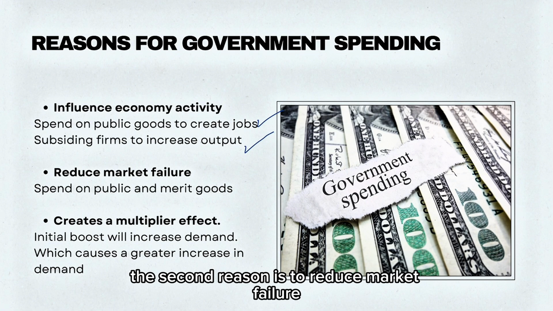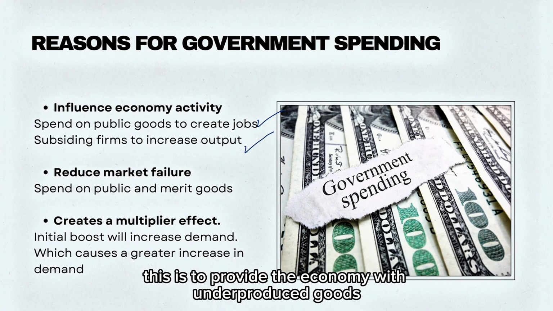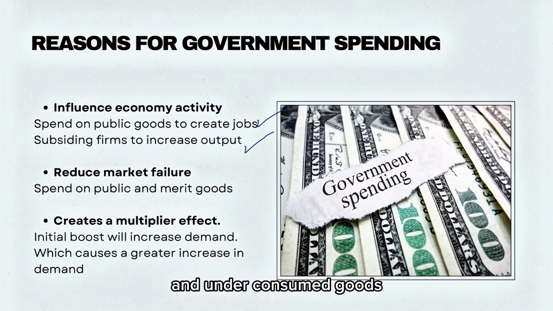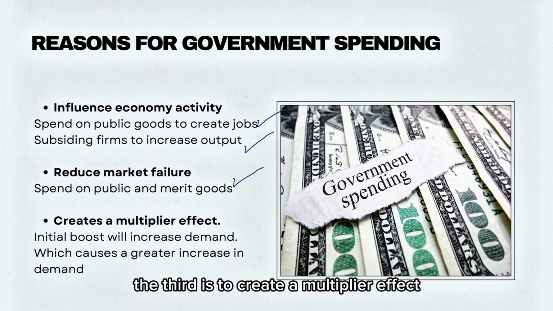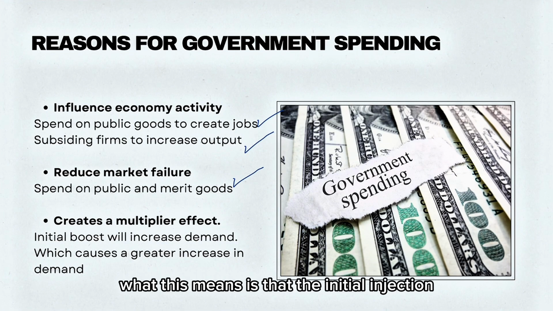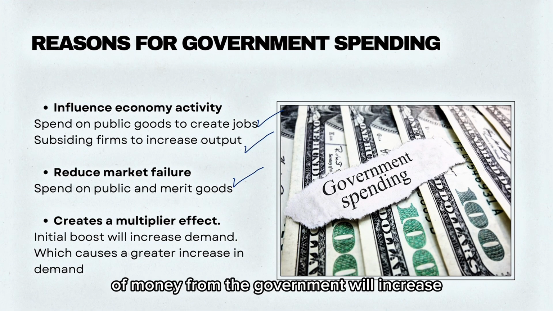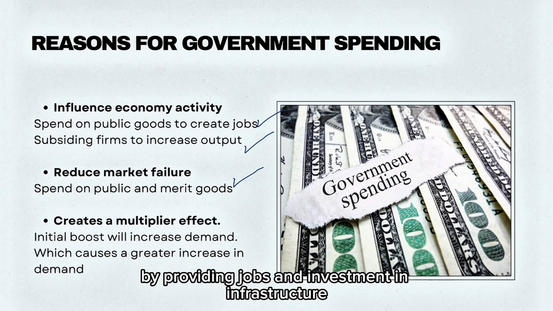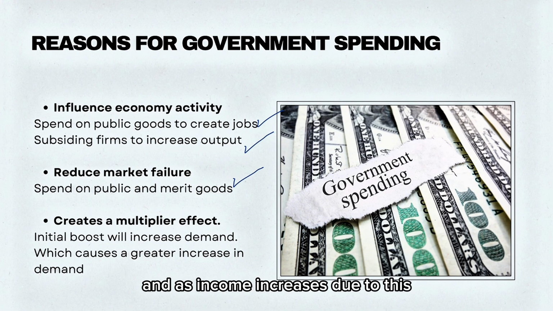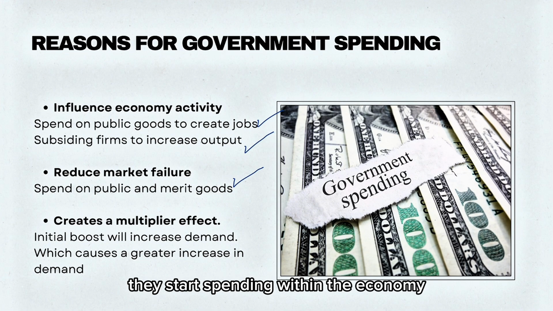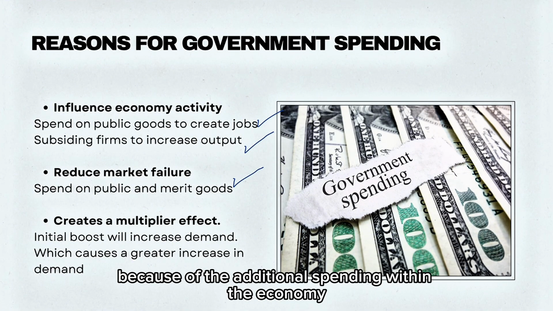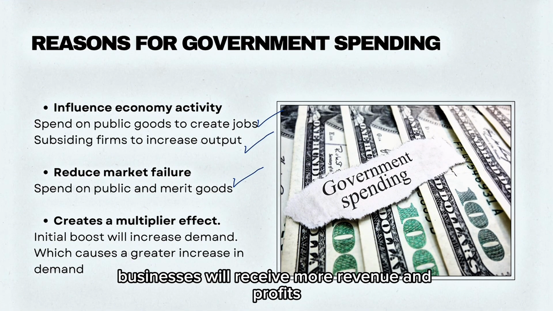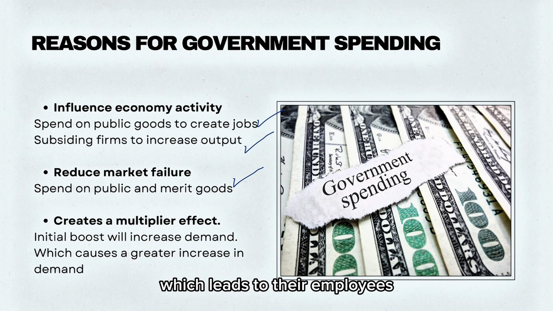The second reason is to reduce market failure. This is to provide the economy with underproduced and underconsumed goods. The third is to create a multiplier effect. What this means is that the initial injection of money from the government will increase aggregate demand by providing jobs and investment in infrastructure. As income increases due to this, people start spending within the economy. Because of the additional spending, businesses will receive more revenue and profits, which leads to their employees receiving income and spending it within the economy too, creating a multiplier effect.